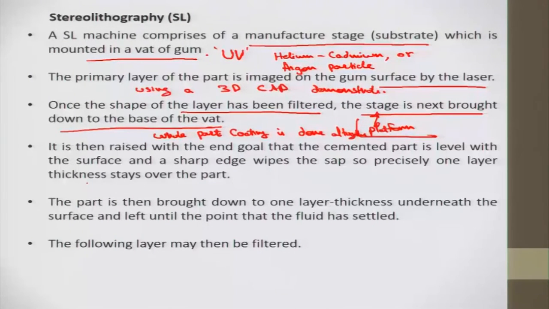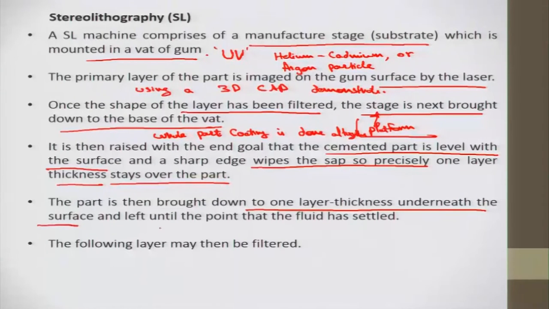So, it is then raised with the end goal that the cemented part is level with the surface, and a sharp edge wipes the sap so precisely that one layer thickness stays over the part. So, when I say sap here, I specifically mean the resin, that is my liquid. The part is then brought down to one layer thickness underneath the surface and left until the point that the fluid has settled. Now, the following layer then may be filtered.